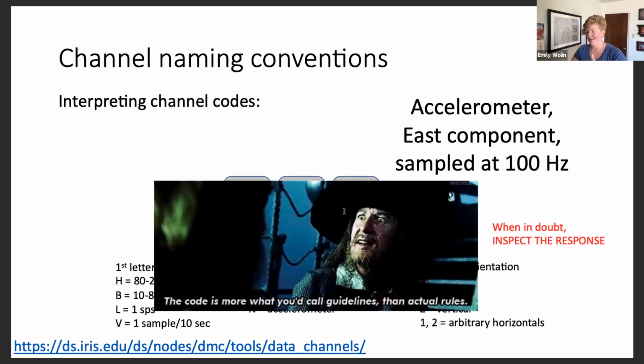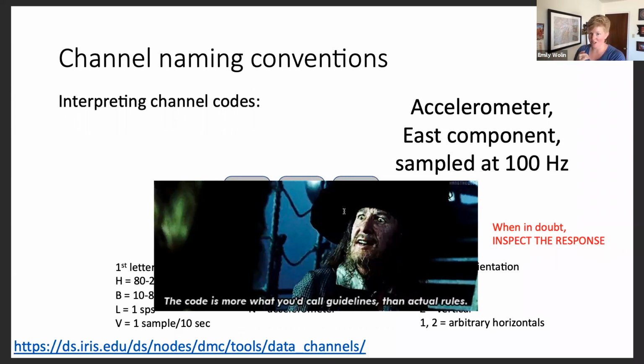General caveat: channel codes have conventions that we use, but they're really guidelines. A lot of channels, especially channels from older data, do not always respect these exact definitions laid out on these slides and in that really nice data channel wizard. So when in doubt, inspect the response, right?